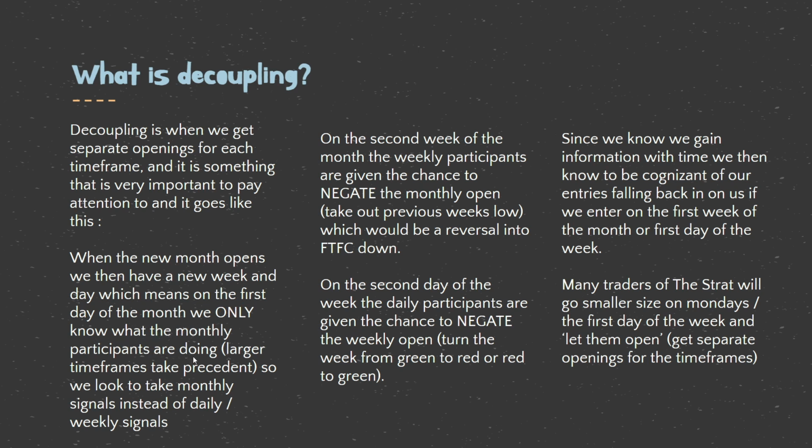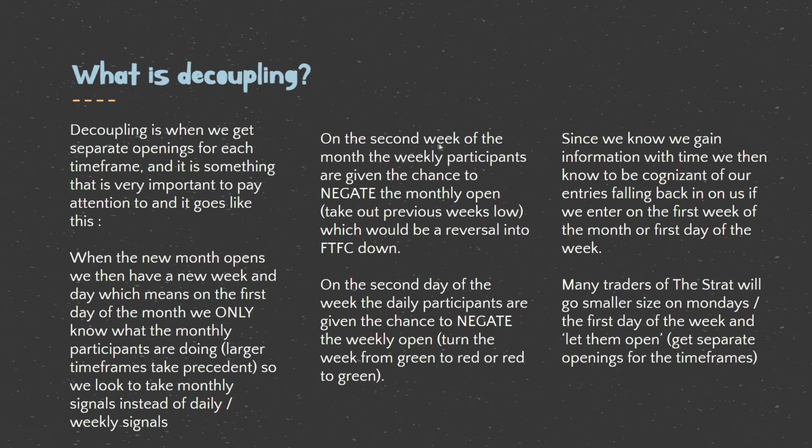This is because larger time frames take precedence over the smaller time frames. So when we look to take a monthly signal, we would look to take monthly signals instead of daily or weekly signals, which does not mean those daily or weekly signals won't work. It just means that those are not in force. The things in force right now are just the monthly.